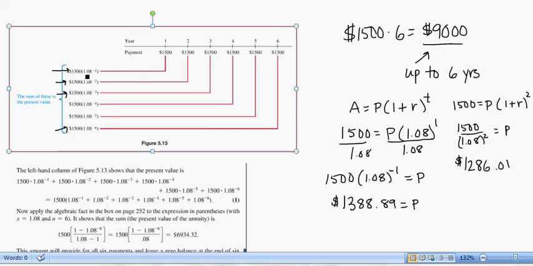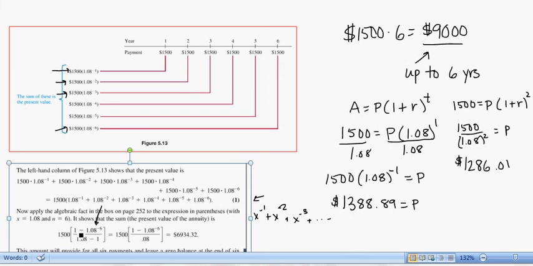And so if we add up all of these values and factor out the 1,500, we have the 1,500 times the 1.08 to the negative 1, same thing to the negative 2 power, to the negative 3 power. So we're taking advantage of the property that x to the negative 1, plus x to the negative 2, plus x to the negative 3, and so on, right? We had this formula that we did some algebra for. It's equivalent to this expression right here: 1 minus x to the negative n, over x minus 1. But in this case, x is 1.08 and negative n is negative 6.